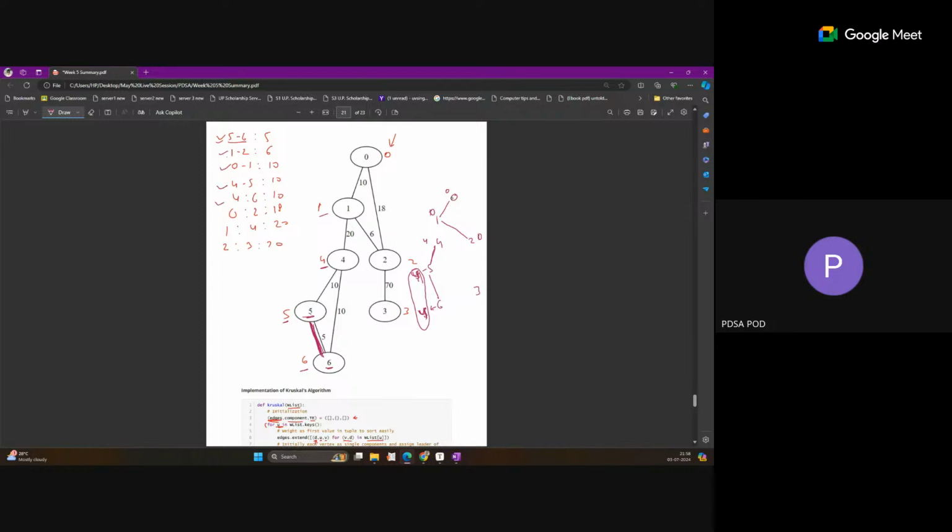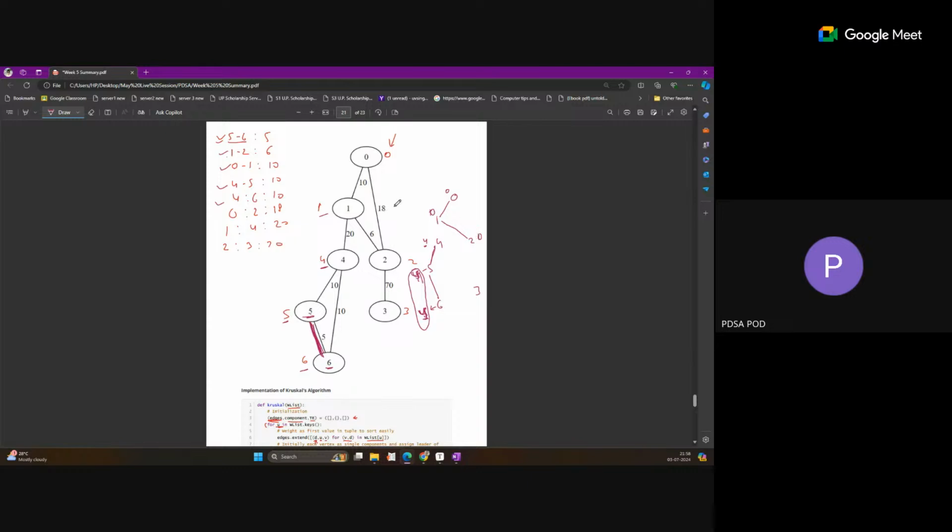you can see the component value for 4 is 4, and the component value for 6 is the same, 4. And this is actually representing the information that we are trying to connect the edge where 4 and 6 both are related to the same component. That means if we connect this edge, it will create a cycle.